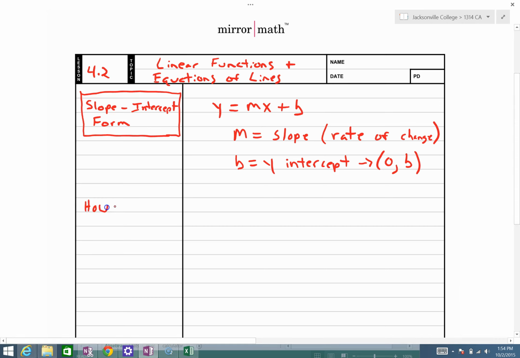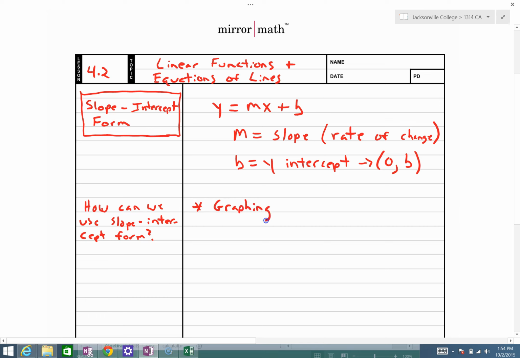How can we use slope-intercept form? So how are we going to use this equation? One thing we can do with it is to graph a line.